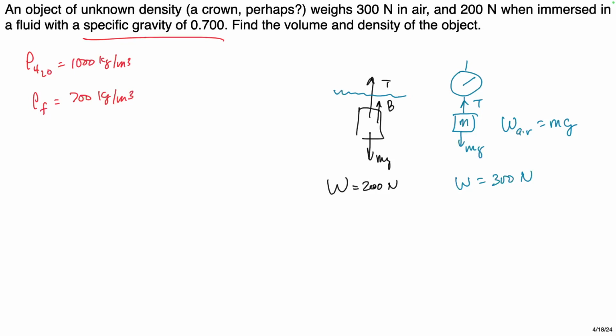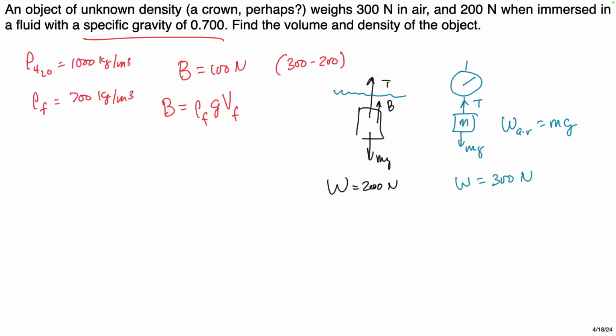Okay. So if it's 300 in air and 200 in the fluid, that must mean that my buoyant force is 100 newtons, right? It's 300 minus 200 newtons, that difference that arises. So there was an extra amount of force that was applied. We know it's 100 newtons, but we also know that that buoyant force has to be equal to the density of the fluid that got pushed out of the way, times g, and then the volume of the fluid that has been displaced.